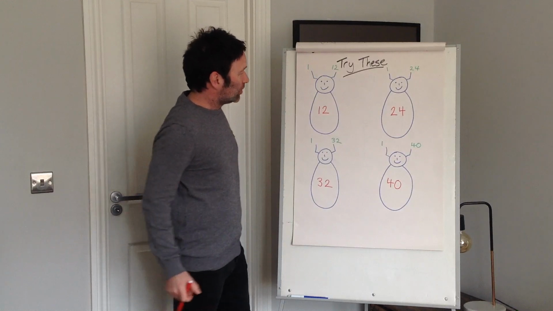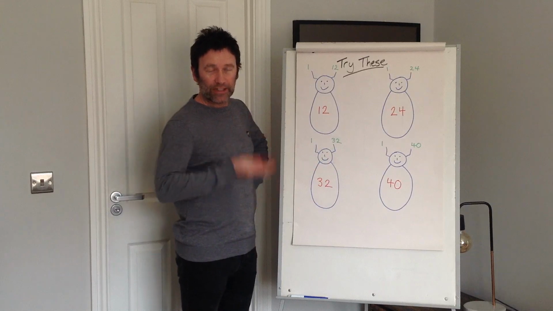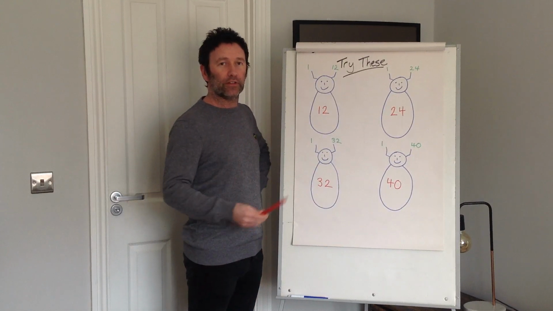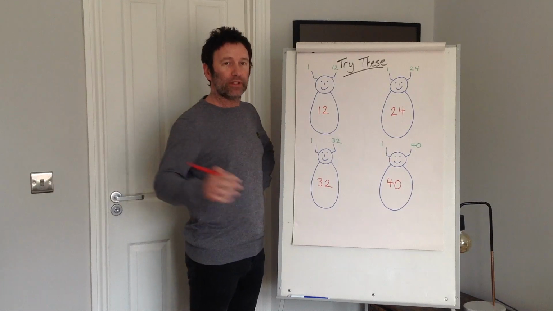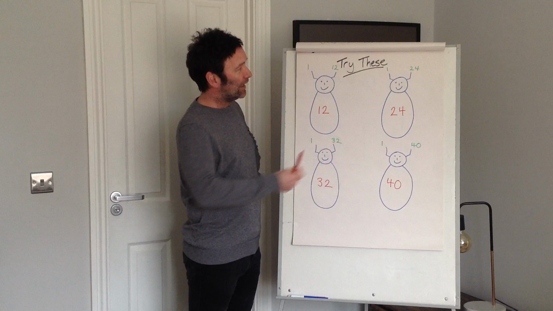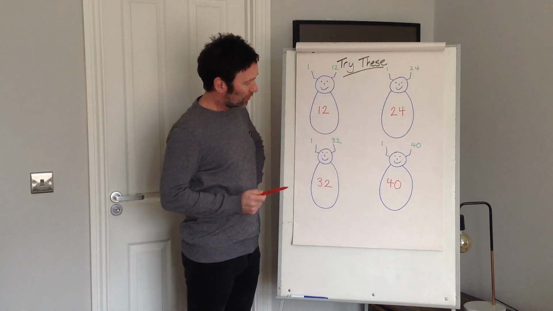Stick with quite small numbers. Stick potentially with even numbers to begin with, just to get used to this. You don't want to be trying anything too difficult. I think it's the process. You want to get children encouraged to master that first, and then try some of the trickier numbers. Here's a few suggestions to get you started.